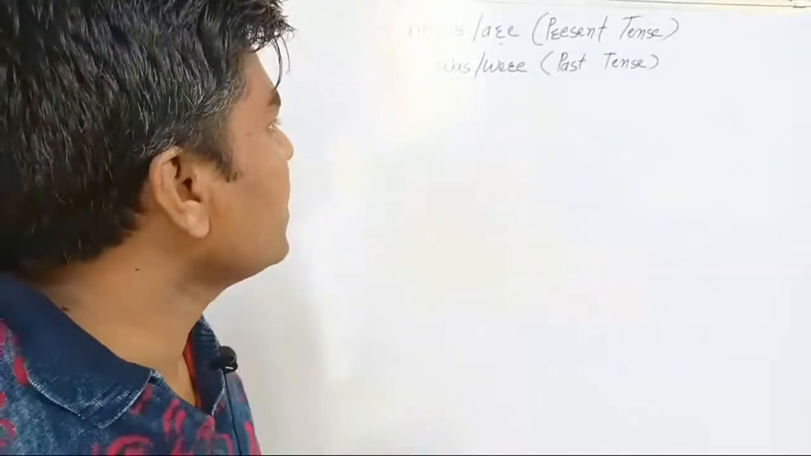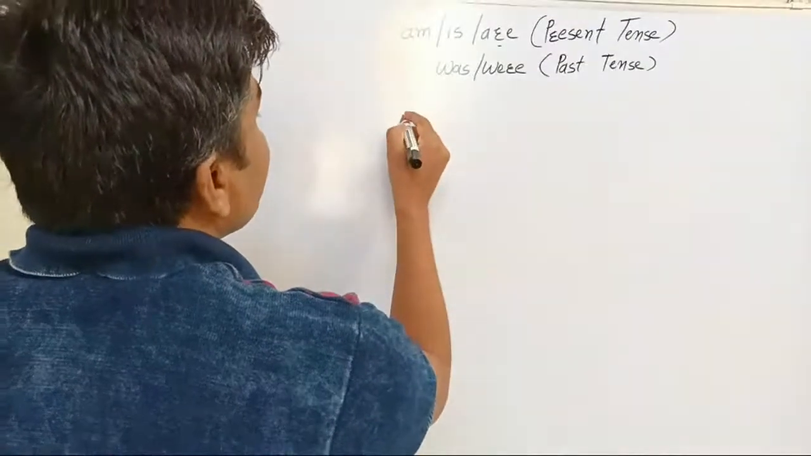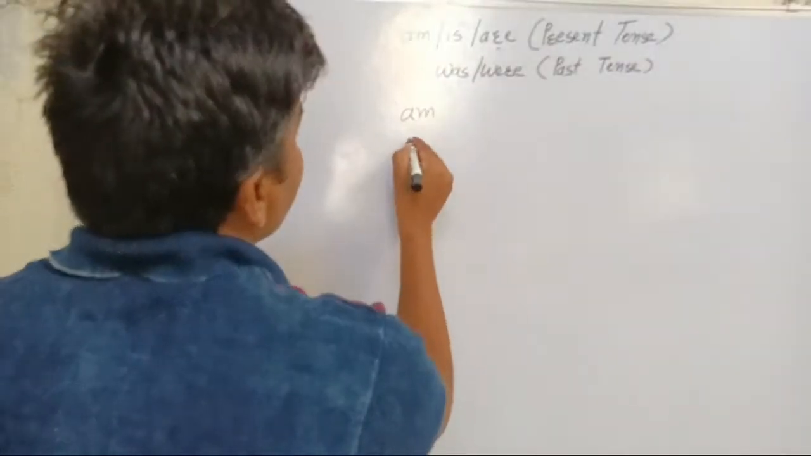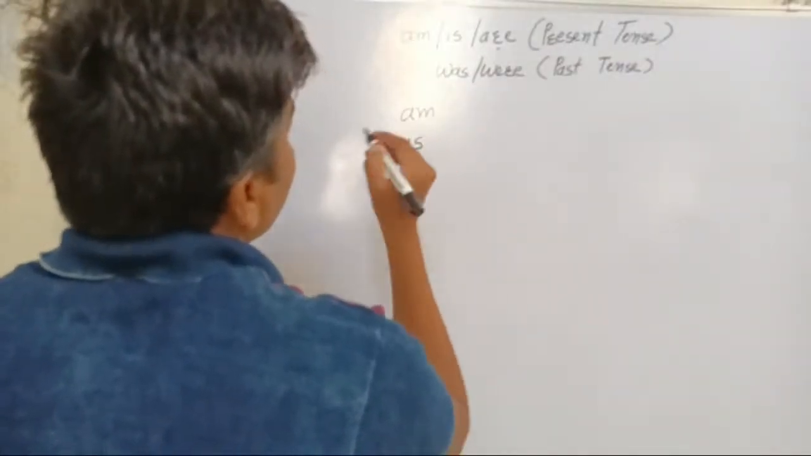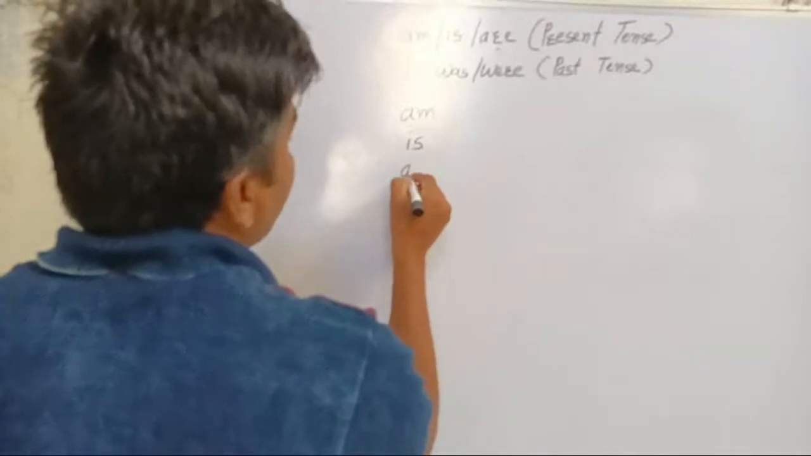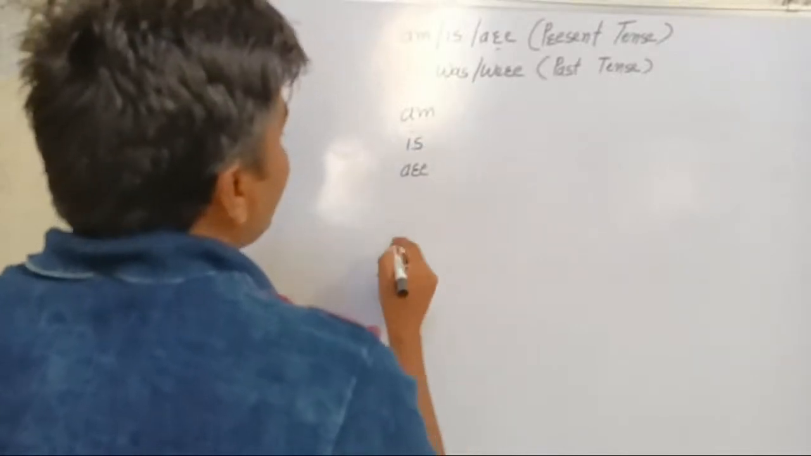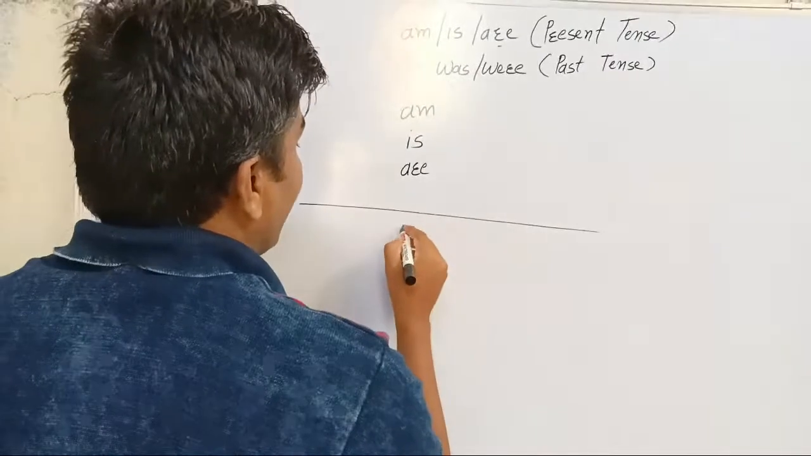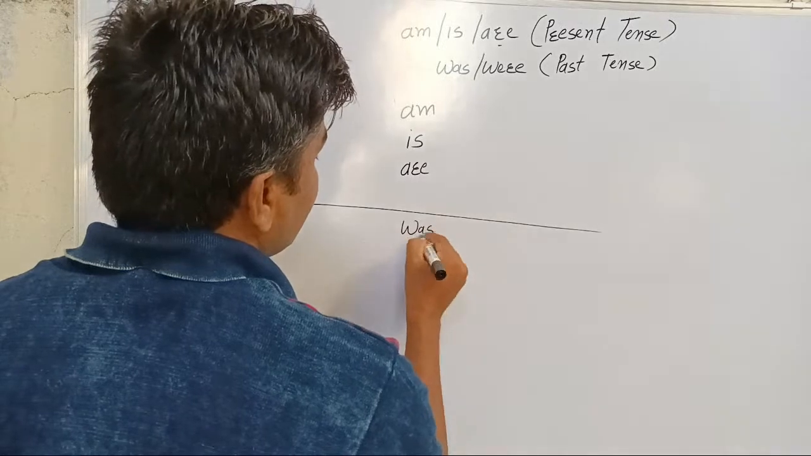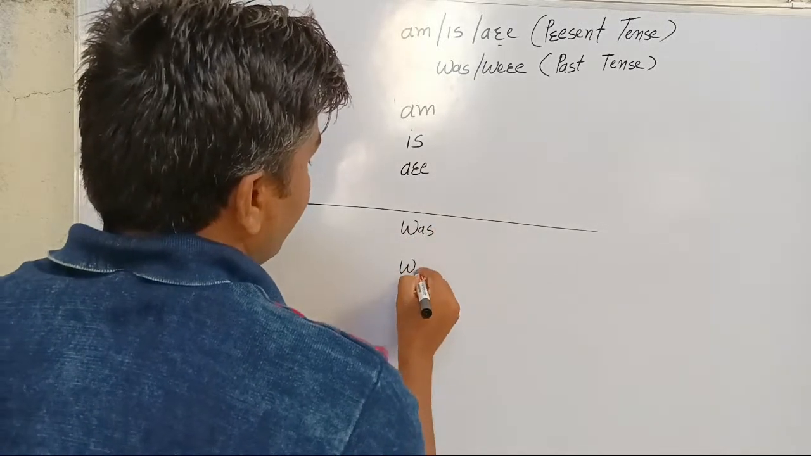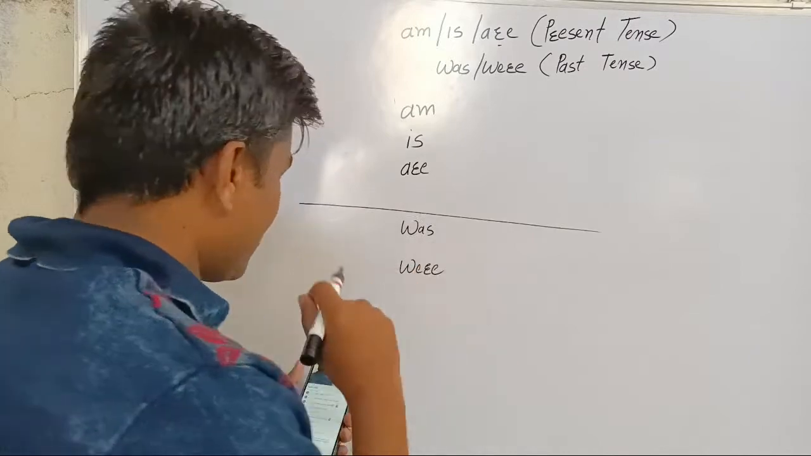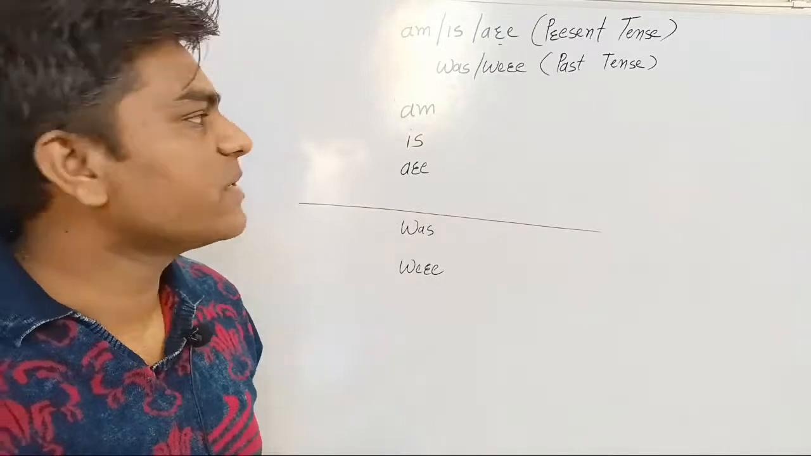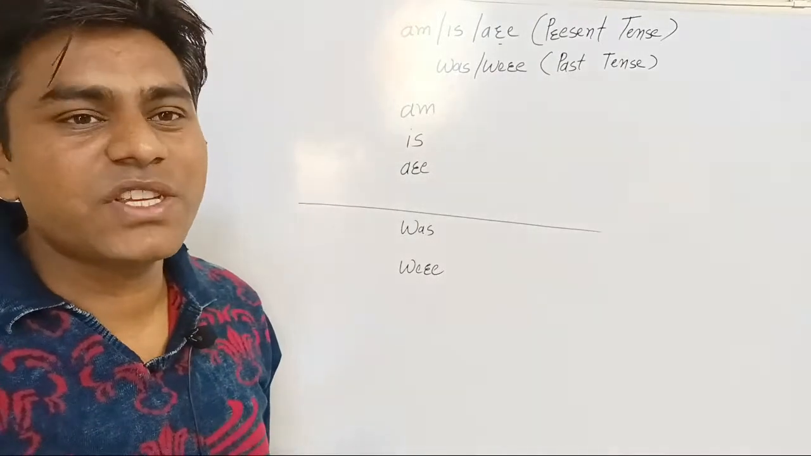Now let's see, here I write first am, then I write is, then I write are. Now here we have finished the present tense. Then here I write was, then here I write were. Okay, now friends, these are the 5 different auxiliary verbs, and with them we can use which subjects.